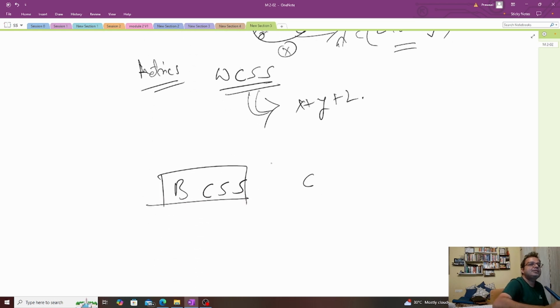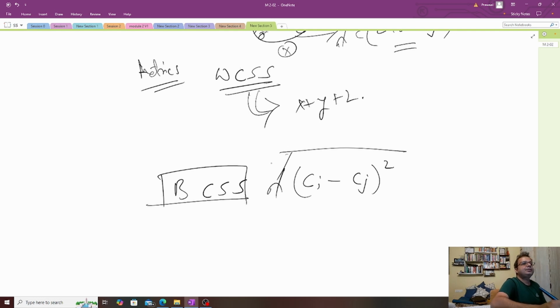We find out the centroids of each of these clusters, and we find out the difference between the centroids, and then we sum them up as a Euclidean distance. So these are the two metrics that we generally use to find out how good or how bad the clusters are.